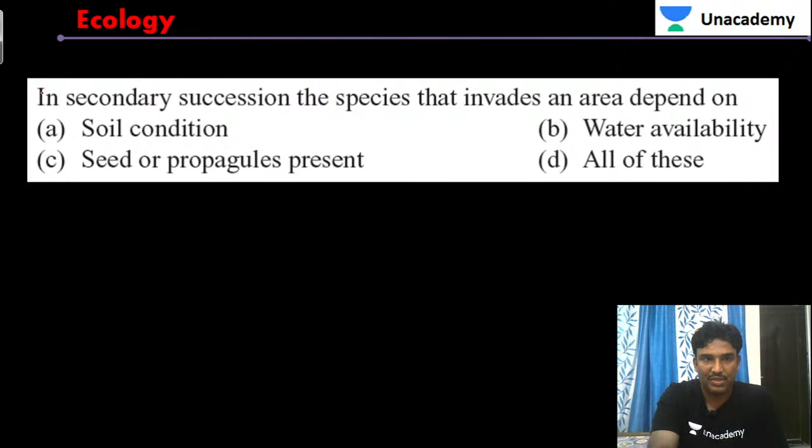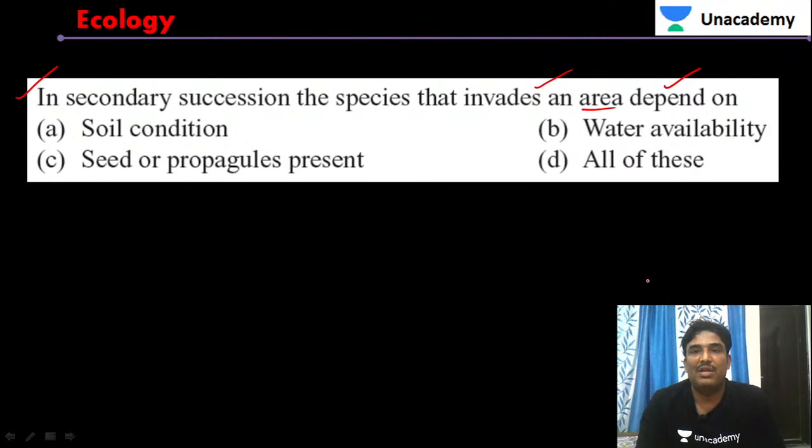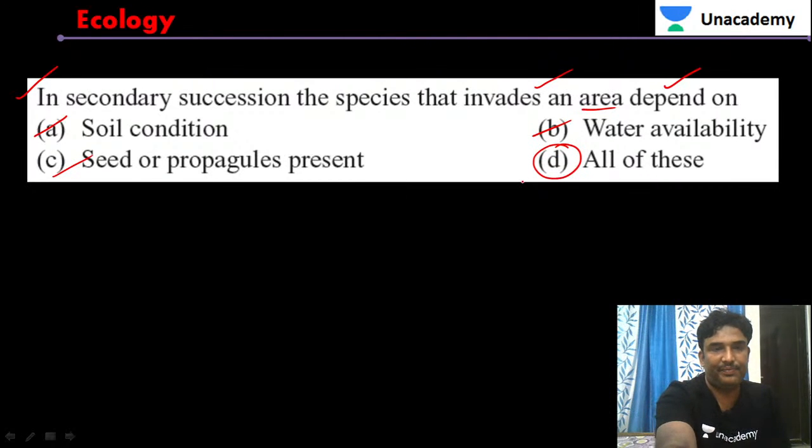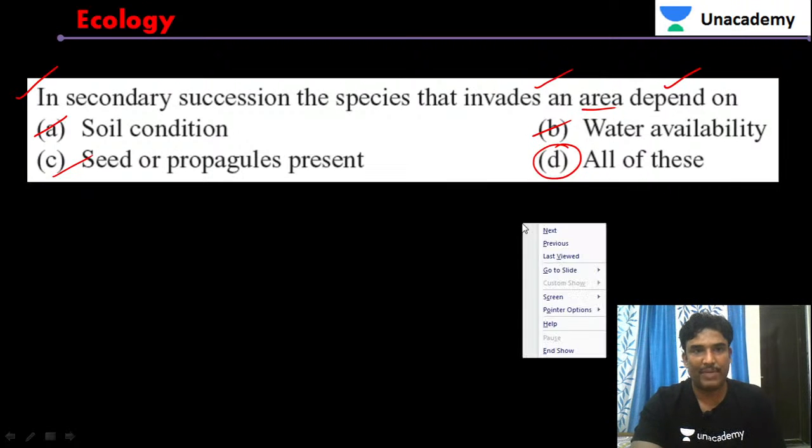Let's see the next question, students. In secondary succession, the species that invade an area depend upon what? That depends upon all these factors. Once again, it depends upon soil conditions, it depends upon water availability, it depends upon seeds or propagules present. So all of this is the right answer, students. Okay. So this is about today's discussion on plant succession, students.